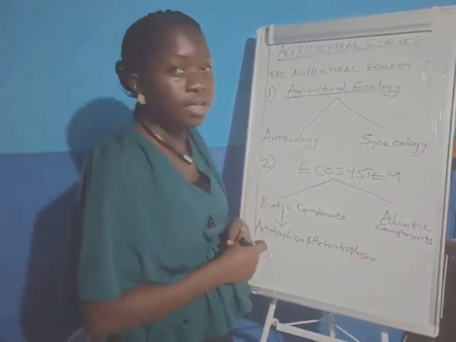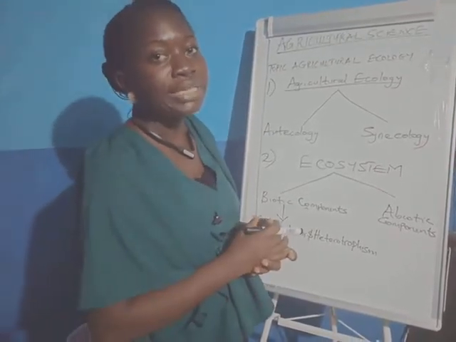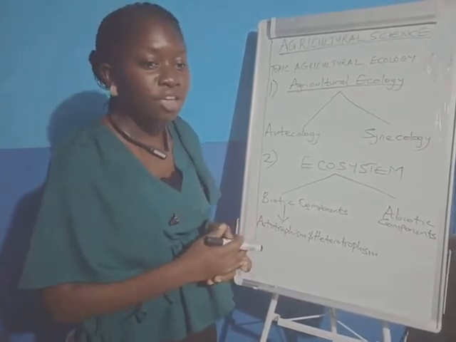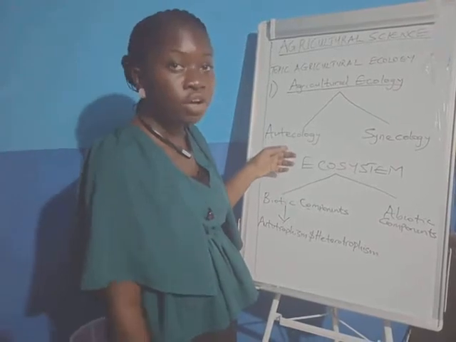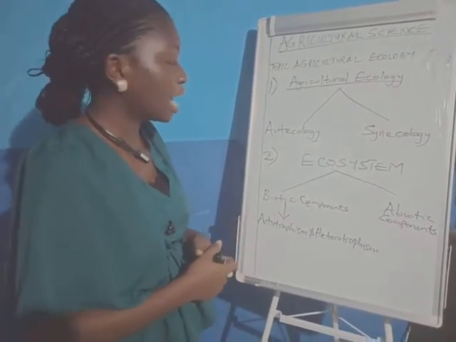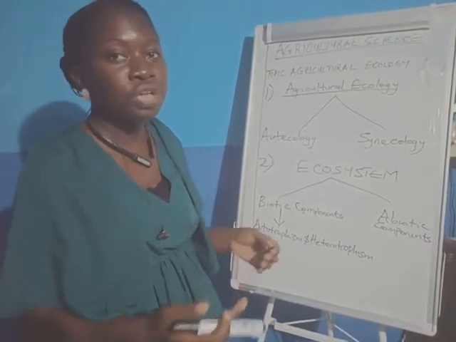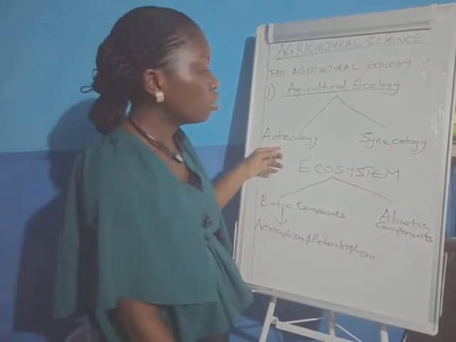Horticology is the study of a single living organism in relation to its environment. So, an example of horticology is when you study a cattle in its environment. So, it is referred to as horticology.